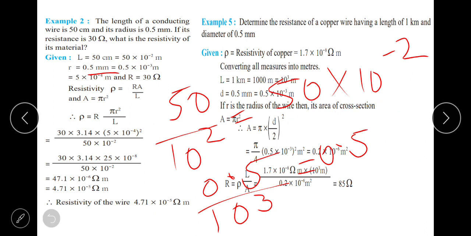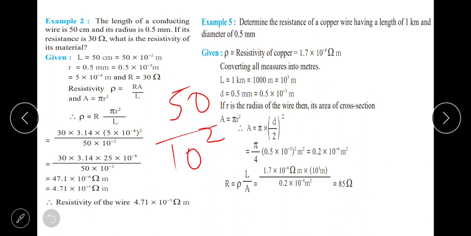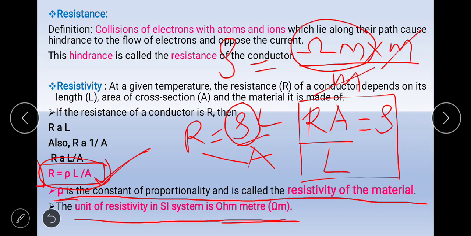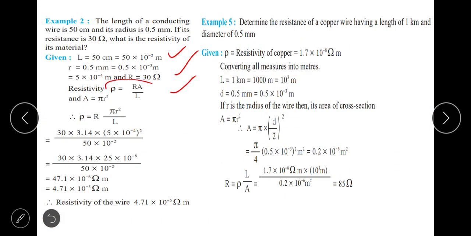So you have no doubt with these two things, I guess. If you have any doubt, mention in the comment section. It's very simple. You have to take pen and paper and have some knowledge about how to convert centi and milli into meters. So once you get everything into the SI unit, you know the formula for rho. Rho is equal to RA by L.